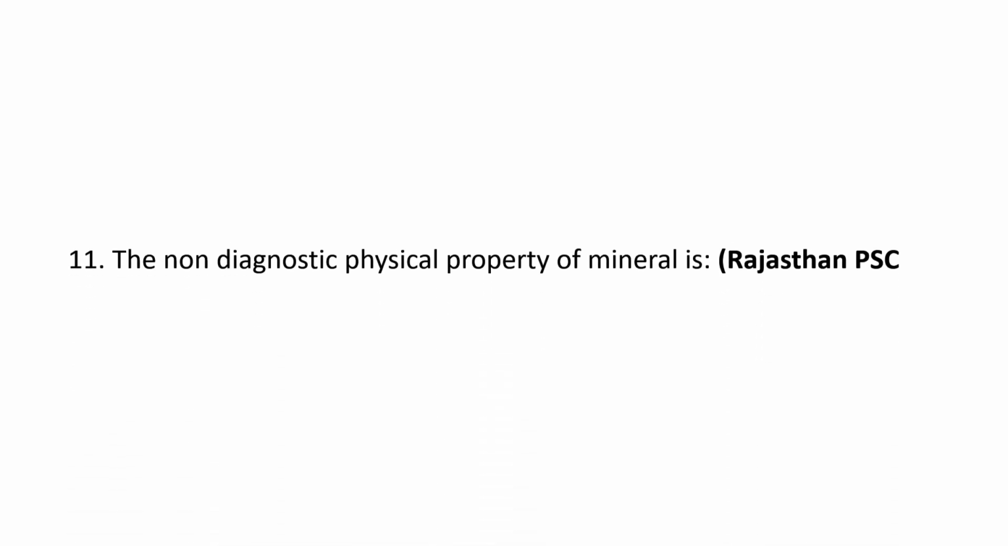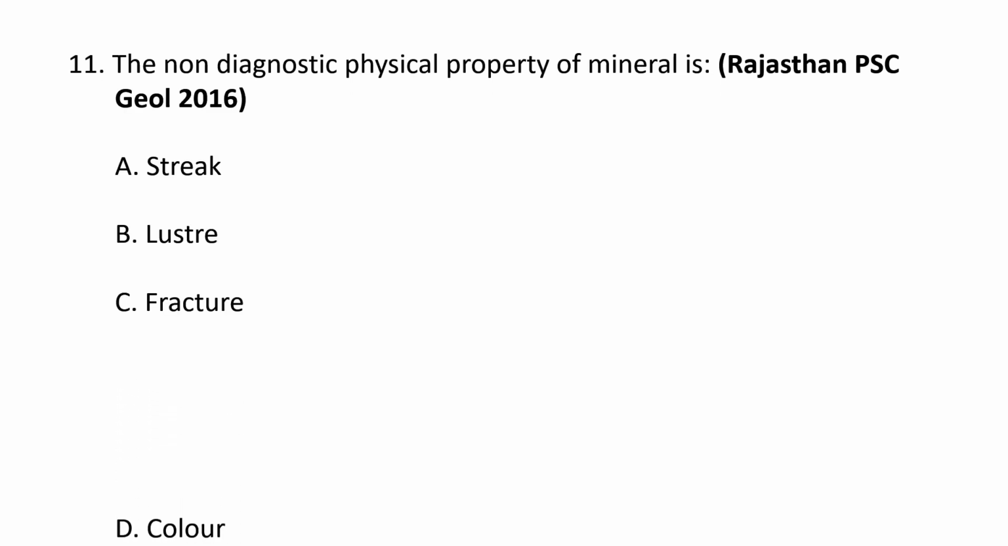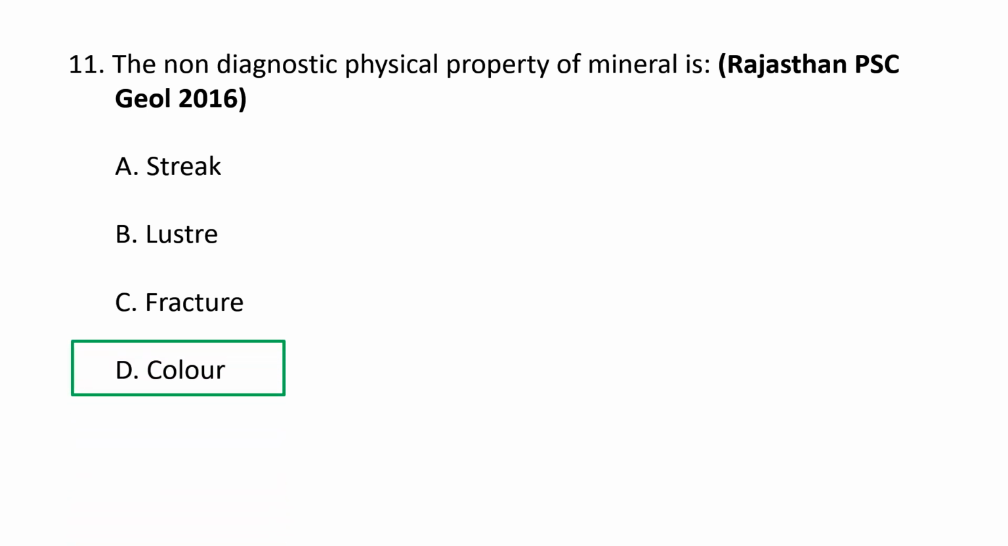Next question. The non-diagnostic physical property of mineral is A. Streak, B. Luster, C. Fracture, D. Color. So mostly the streak, luster, and fracture are the important diagnostic physical properties, whereas the color is not a diagnostic property. So D is the correct option.